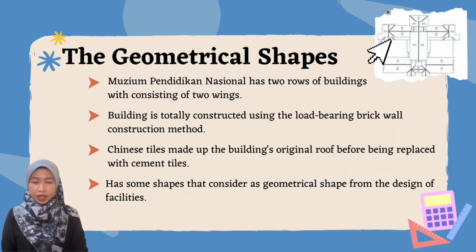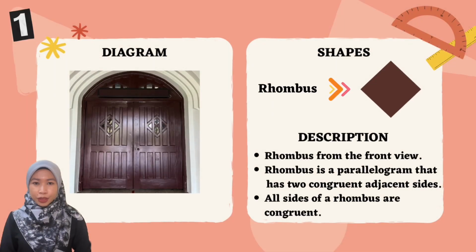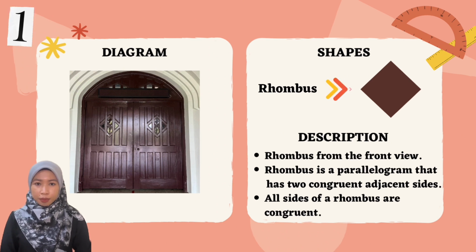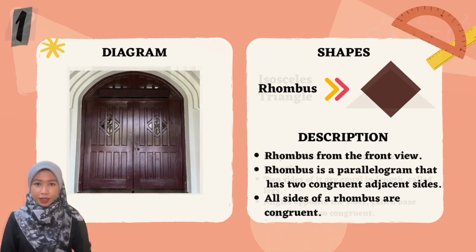This building has some shapes that are considered geometrical shapes from the design of its facilities. The first geometrical shape is the rhombus. The shape on the main door of Muzium Pendidikan Nasional is a rhombus from the front view. A rhombus is a parallelogram that has two congruent adjacent sides. All sides of a rhombus are congruent.